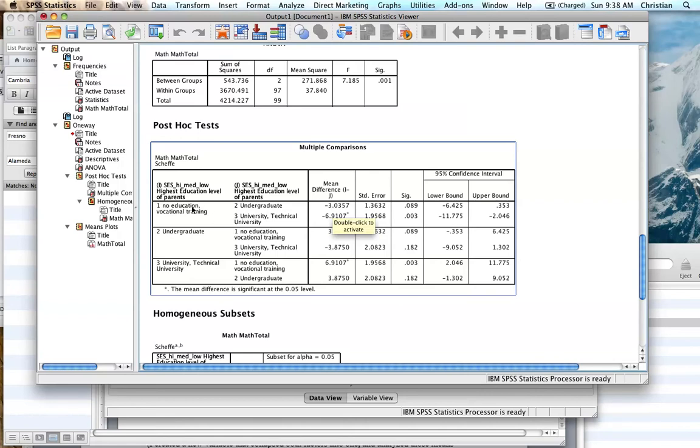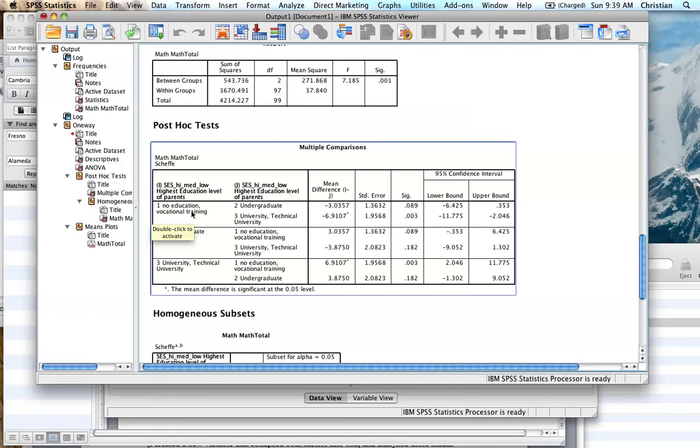So what does this tell us? We're comparing the first group with low education with the second group, undergraduate, and we see there's a difference in the test of about 3 points. So their score minus the undergrad score is -3. So the first group is 3 points lower than the second group. And if we go over, we see this is not statistically significant, higher than 0.05. So although there's a 3 point difference, the difference is not statistically significant.